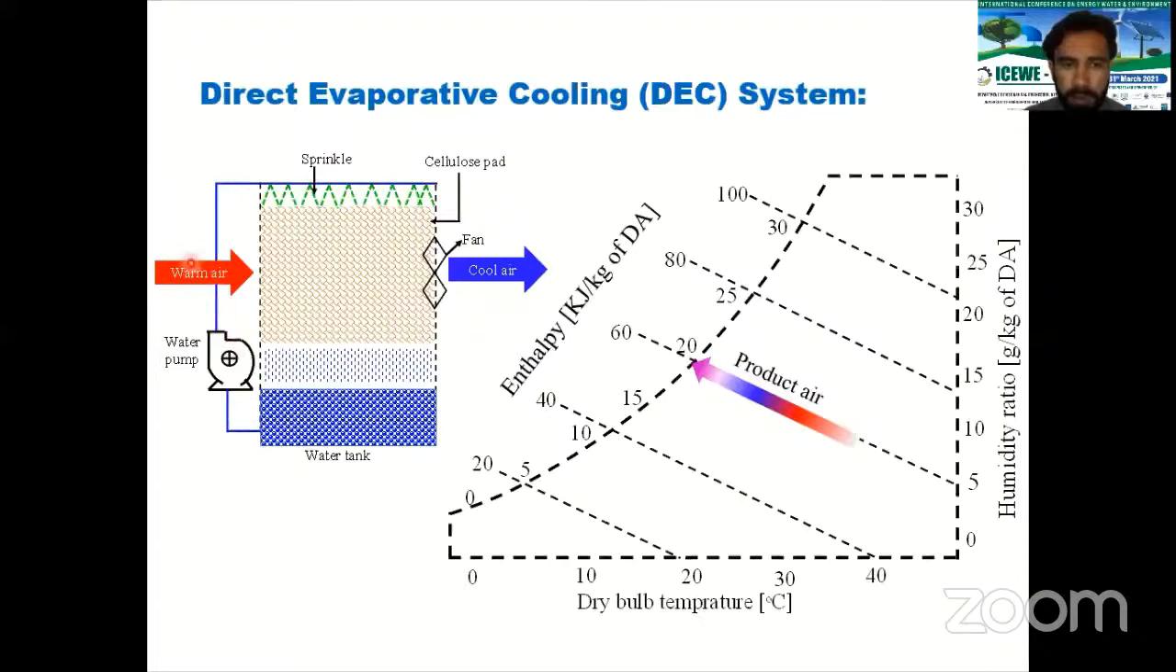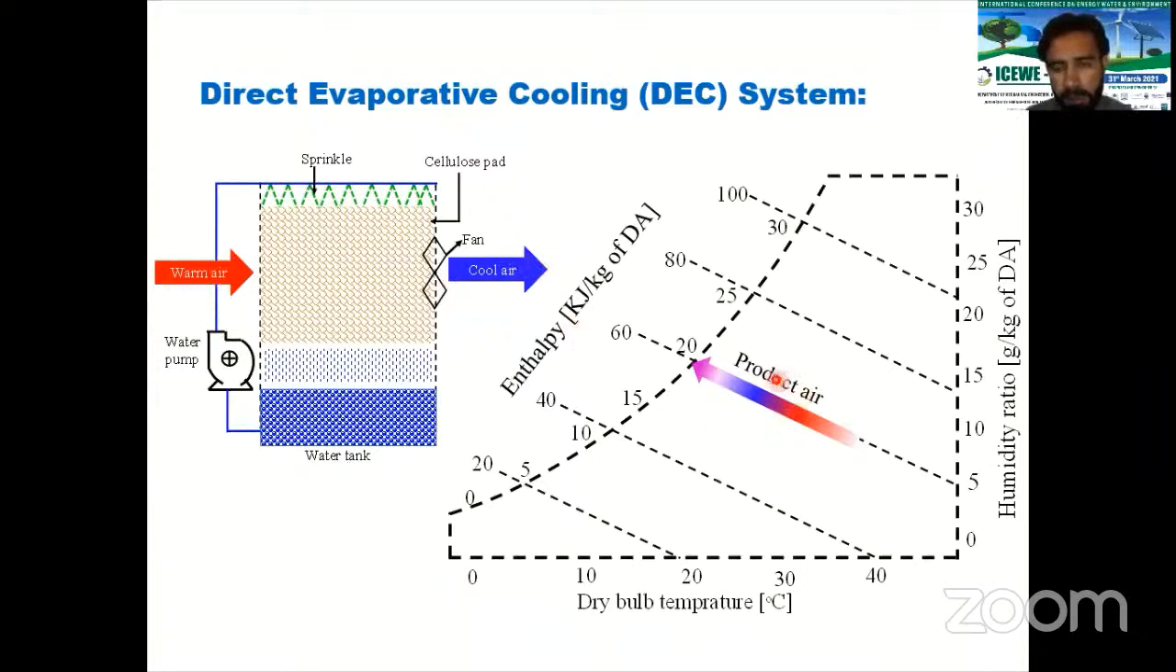The warm air enters from one side of the direct evaporative cooling system into the cellulose pad, and the water is pumped from the water tank and goes into the cellulose pad through the sprinklers. Here the air and water are in direct contact, and the cool air then exits from the other side.